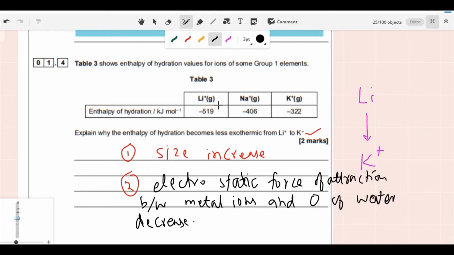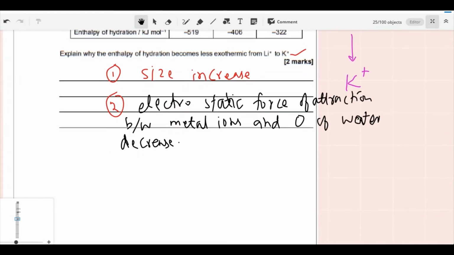Because lithium is smaller in size, the outer electron or outer shell is closer to the nucleus, so there will be a greater force of attraction as compared to potassium. It means that the attraction between the lone pair of the oxygen atom and the ion decreases. Okay, so that is the answer.